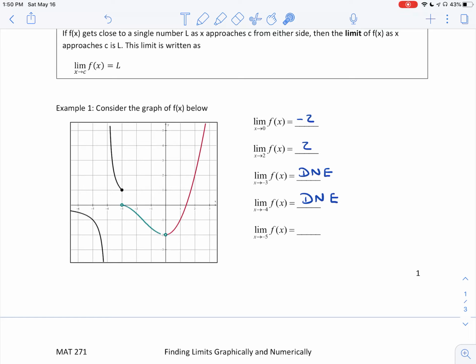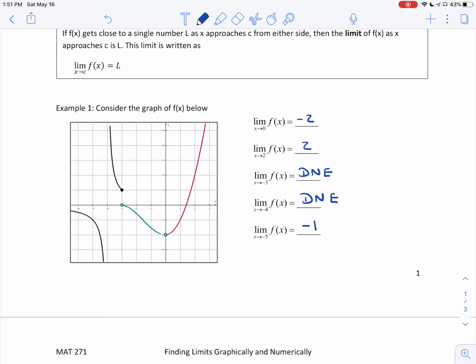Lastly, we're looking at the limit as x approaches -5 of f of x. Let's start from the left. As x approaches -5 from the left, our y value is approaching -1. And as x approaches -5 from the right, f of x is approaching -1 again. So the two different sides match, which means our limit is -1.